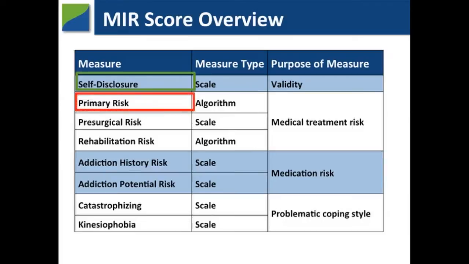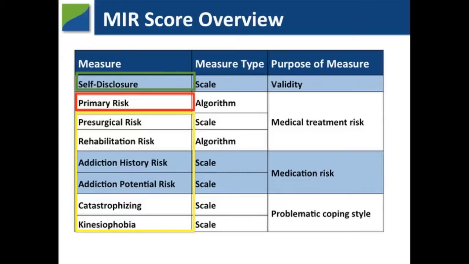Next is the primary risk score. As the name implies, this assesses primary risks, which are, again, dangerousness to self and others, psychosis, or severe psychopathology. The remainder of the scales are all variants of secondary risk, and secondary risks as they apply to particular medical concerns. First is the presurgical risk measure, and related to this is the rehabilitation risk measure. We'll discuss the differences between these two measures shortly.